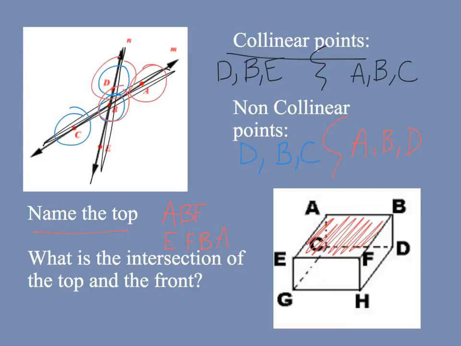Second one, what is the intersection of the top and the front? So the front is this blue part. The top is the red. Where 2 planes intersect, they make a line. So you need to name this line. To name a line, you have 2 letters, no commas, and put a line symbol on the top.